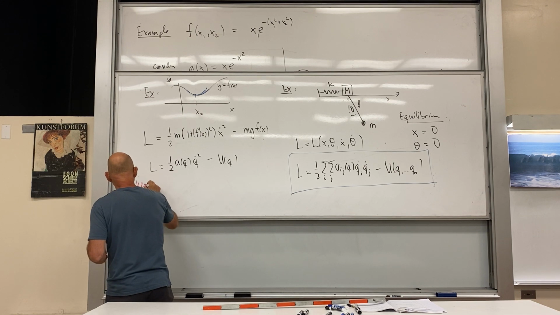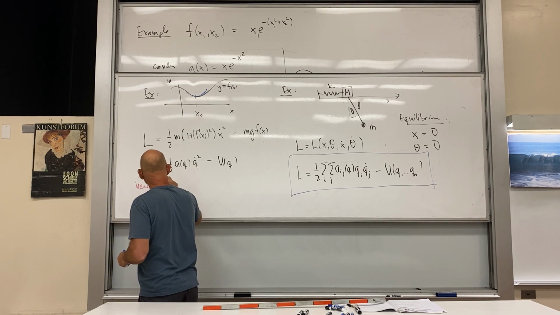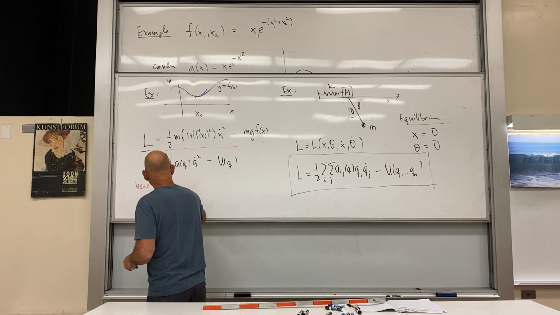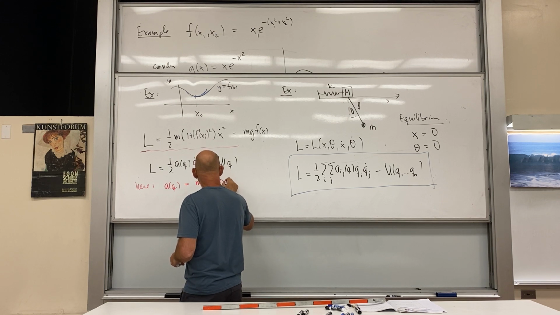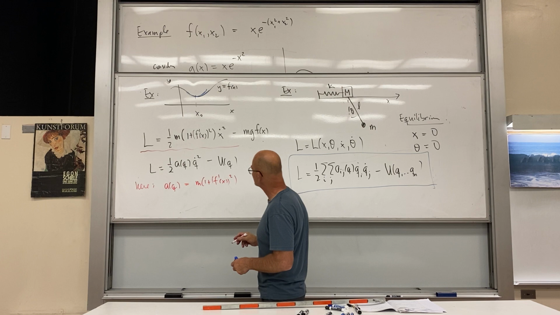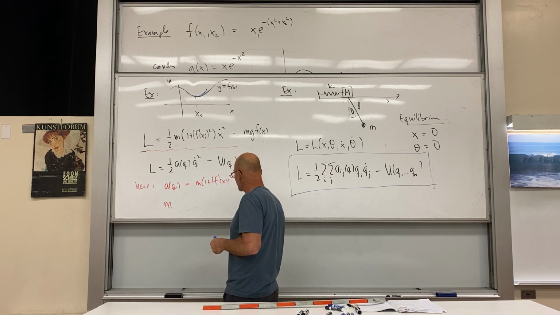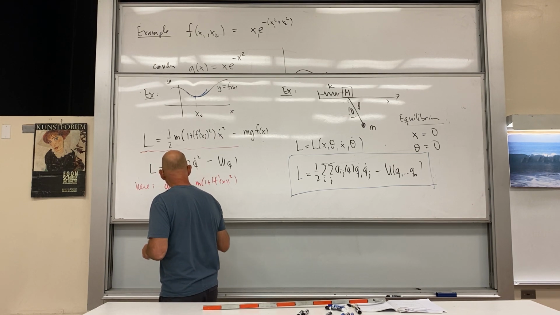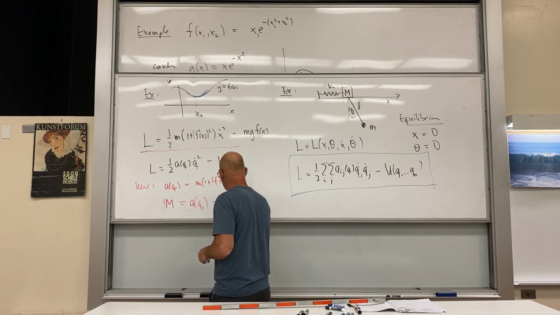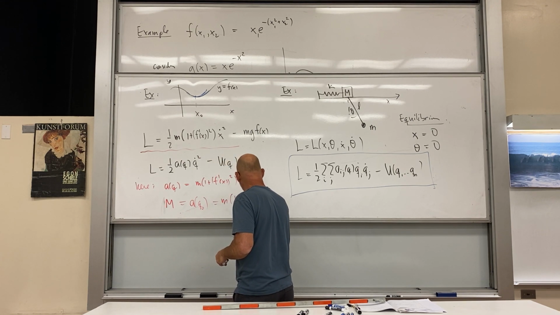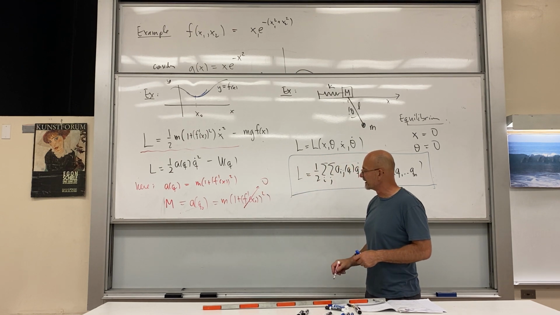So here, I'm referring to this one right here, I'm going to call A of q this, m(1 + f prime of x squared), my A of q. Now I'm making the mistake of using the same letter twice. I could call it capital M. M is going to be A of q0, which is equal to m(1 + f prime of x0 squared). But this, of course, is 0. So it's just m.